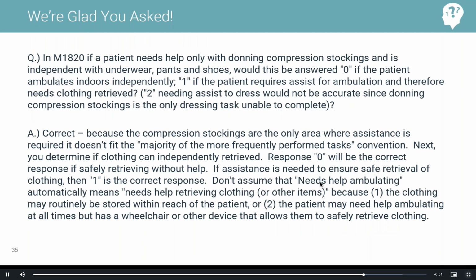Okay, so let's take a look at one of the questions we've received and talk about that, and then we'll go through whatever questions you've submitted today for us.